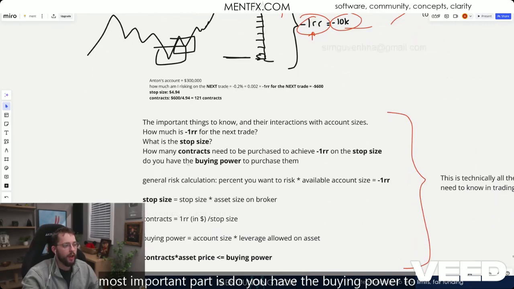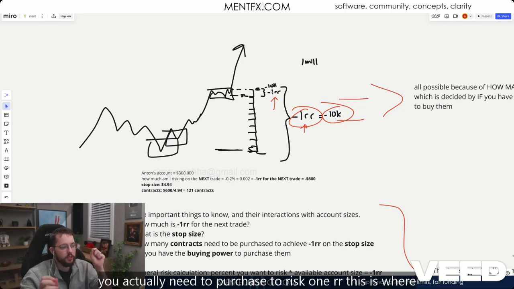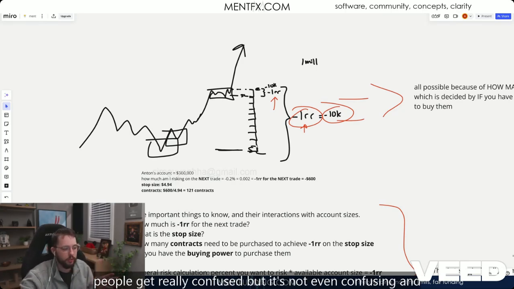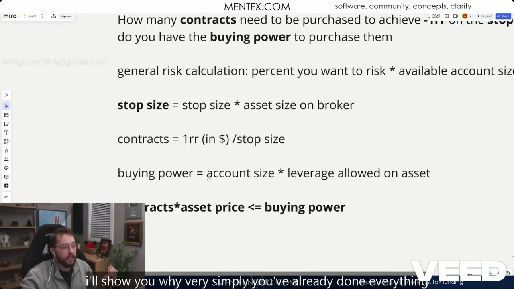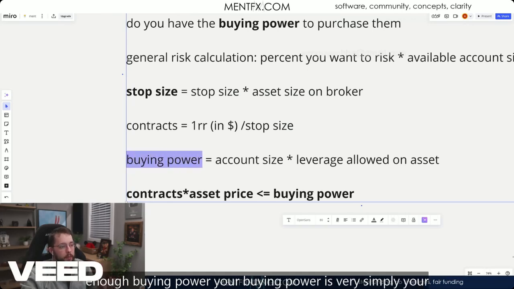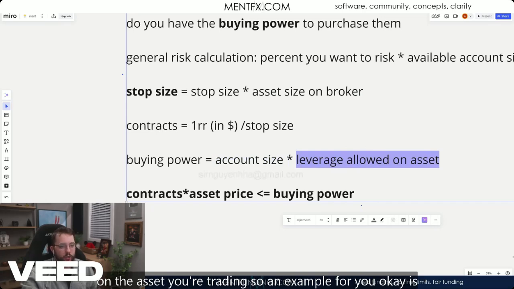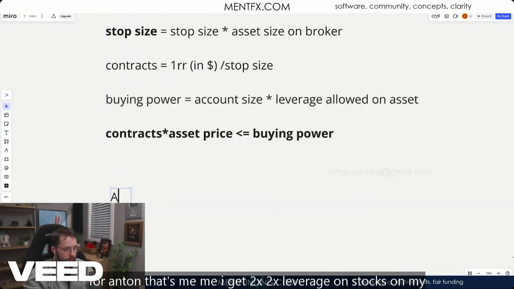Now the most important part is, do you have the buying power to purchase the amount of contracts that you actually need to purchase to risk 1RR? This is where people get really confused, but it's not even confusing, and I'll show you why. Very simple. You've already done everything. Your buying power is very simply your account size multiplied by the leverage that you are allowed on the asset you're trading. So an example for you is Anton, that's me.